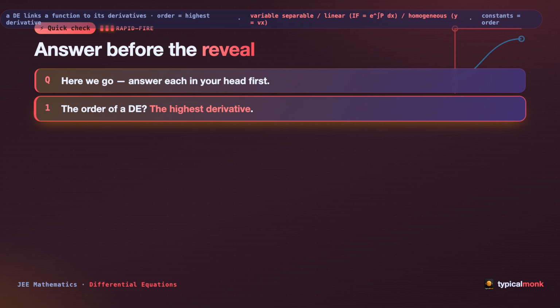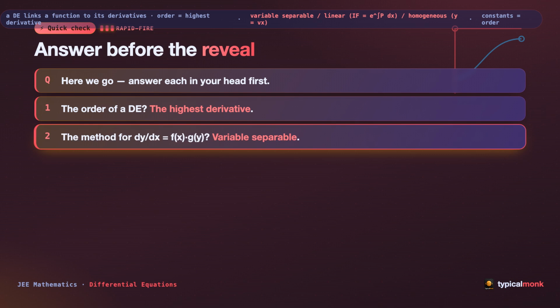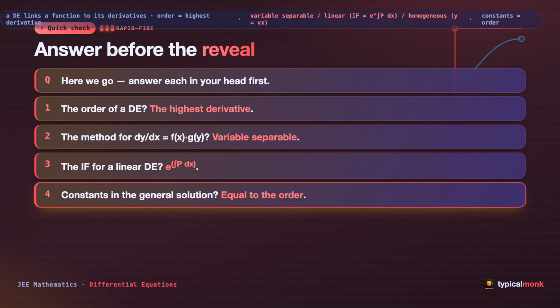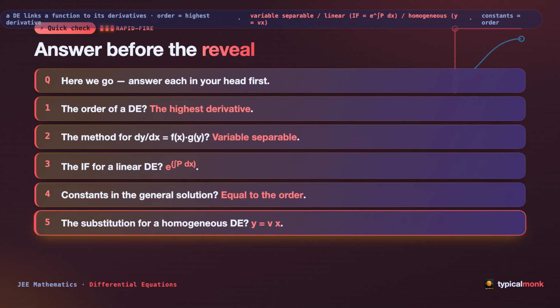Here we go. Question 1. The order of a differential equation: the highest derivative. Question 2. The method for dy by dx equals f of x times g of y: variable separable. Question 3. The integrating factor for a linear equation: e to the integral of p dx. Question 4. The constants in the general solution: equal to the order. And question 5. The substitution for homogeneous equation: y equals vx.